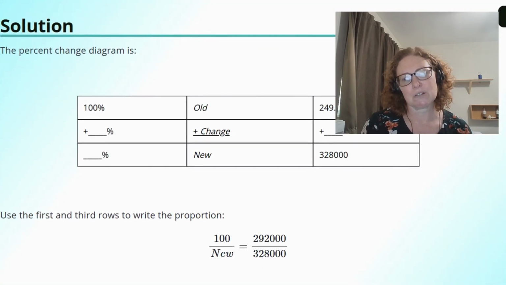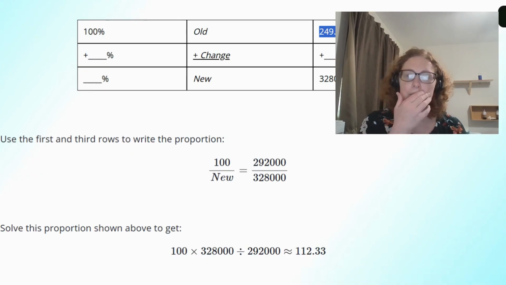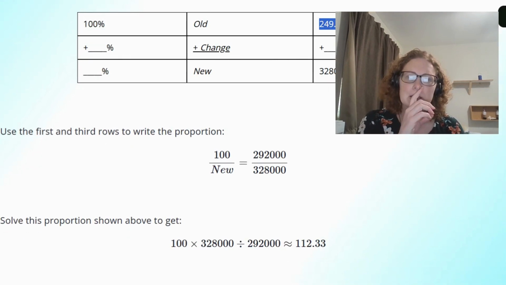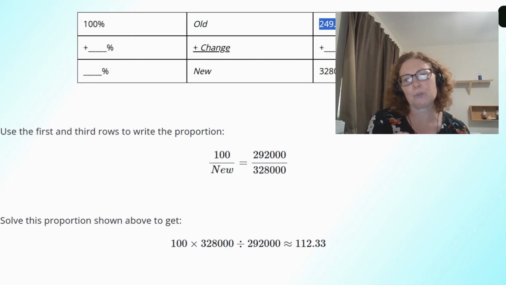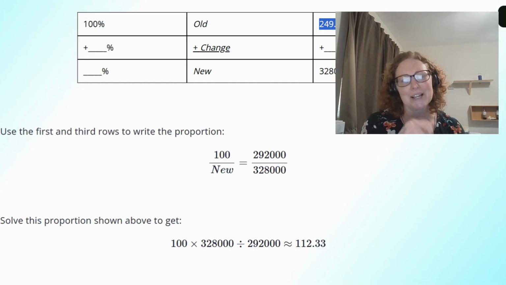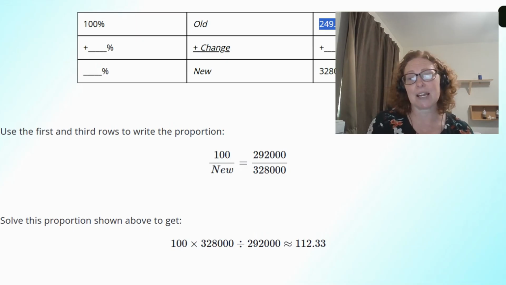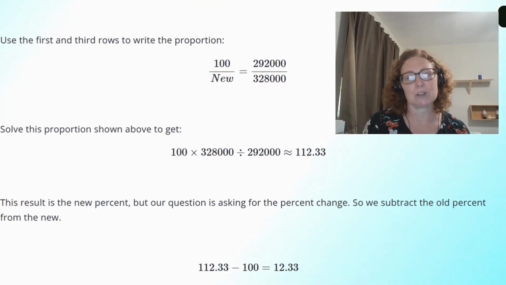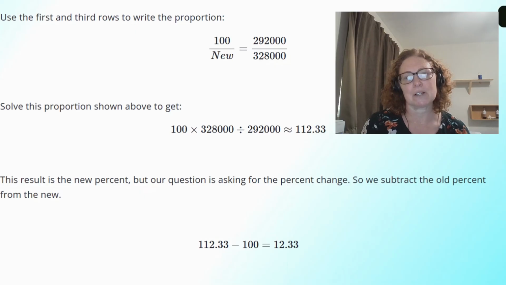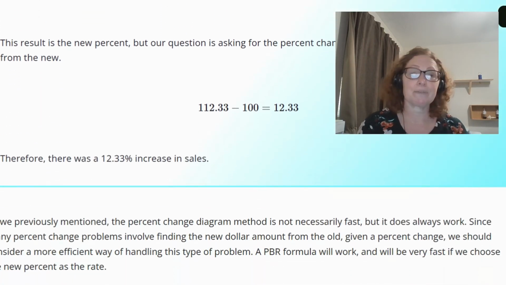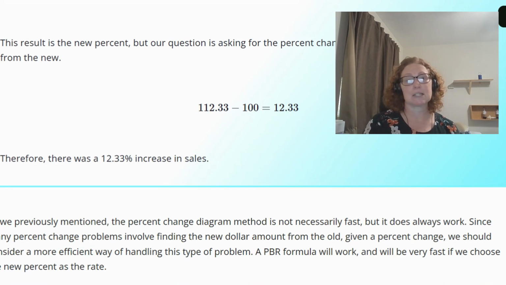Again, this should say 292. So this is not the right answer right there. So that's another typo. So 100 times the 328,000 is equal to 292,000 times new, or times X. We solve for X and we get 112.33. So then the percent is 12.33, the 12.33 increase in the sales.